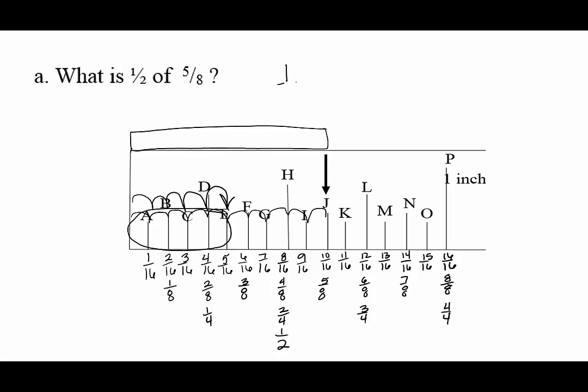So we see that 1/2 of 5/8 is 5/16. This agrees with our procedure for multiplication of fractions. When we multiply fractions, we go top times top and bottom times bottom.